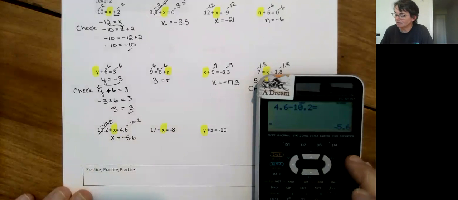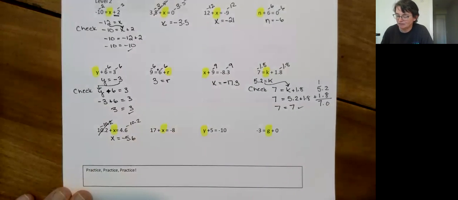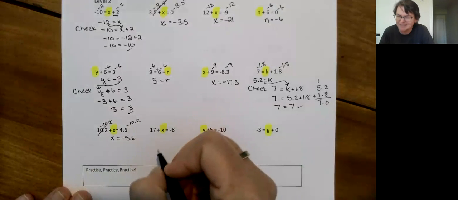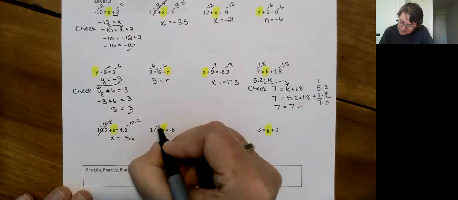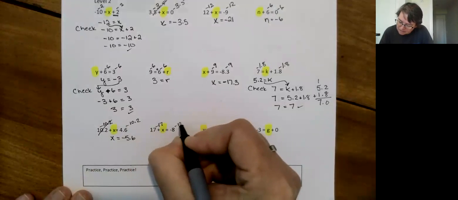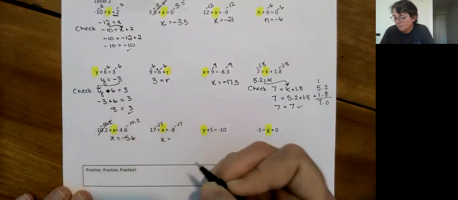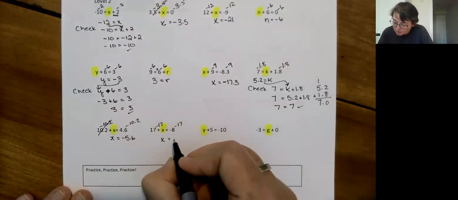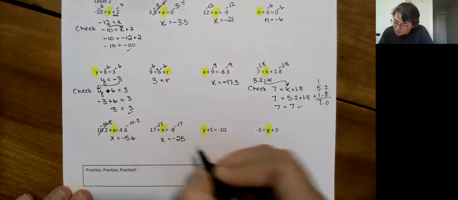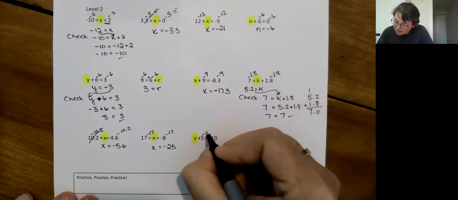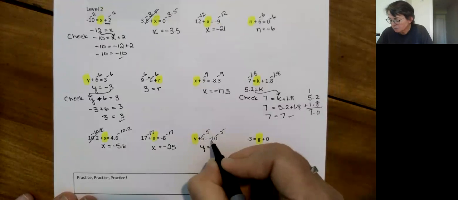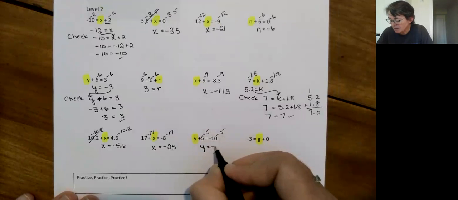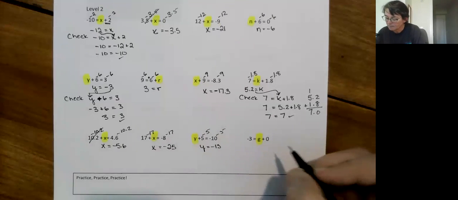Sometimes I want to make sure I get my answers right. So I'll cheat and use my calculator. It's not cheating. It's just being lazy for me. So next one, minus 17, minus 17. So X minus 8 minus 17 more should be minus 25. Minus 5 minus 5. Y is equal to minus 10 minus 5 more is minus 15.